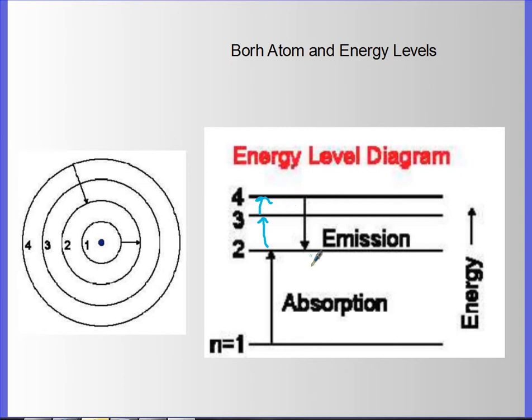What are other ways I can absorb? I can go from 1 to 3 or straight from 1 to 4. Is that all of them? No, I can also go from 2 to 4. So there are a bunch of different emission spectrums I can see off of this. And of course, absorbing is going up, emitting is going down.